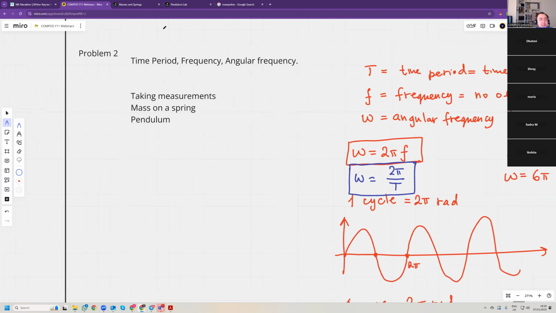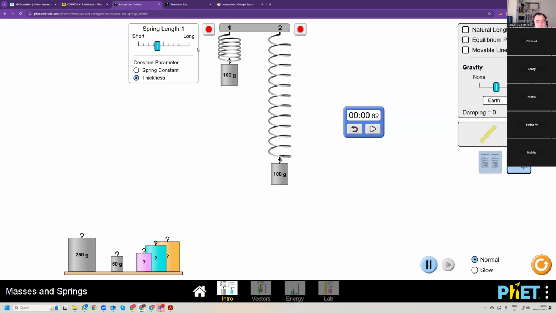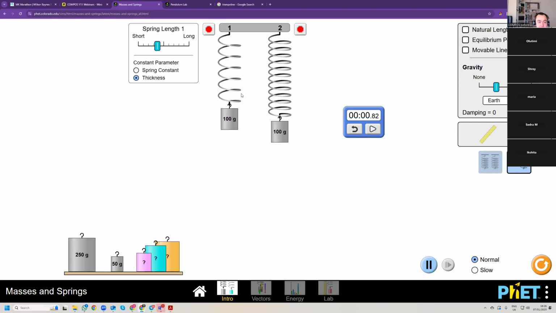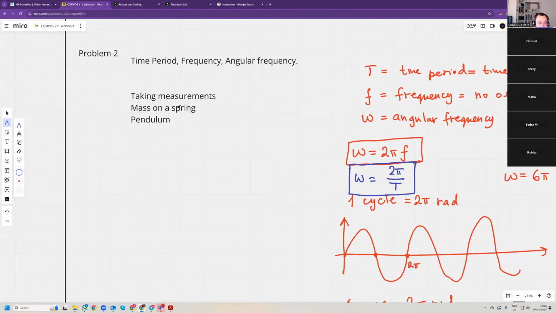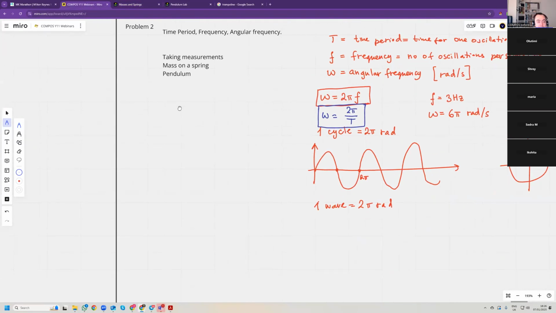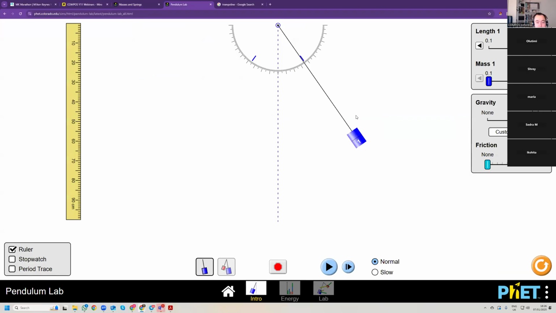But anyways, taking measurements. So how do you take measurements? Well, the most important, let's do the time period for a pendulum. So for the pendulum, we take a stopwatch and we are going to measure the time period. How do we measure the time period? What do you think we need to do?